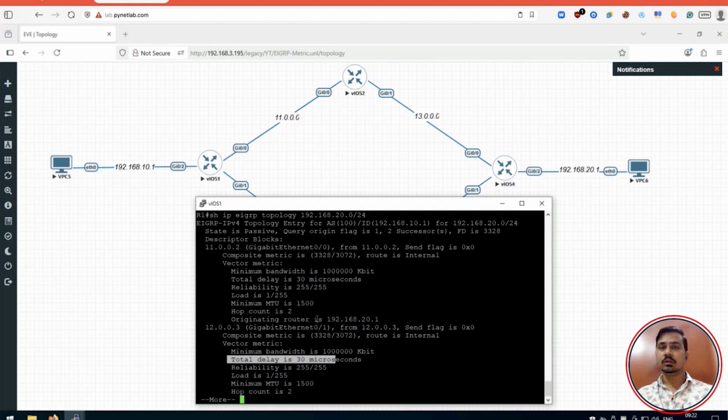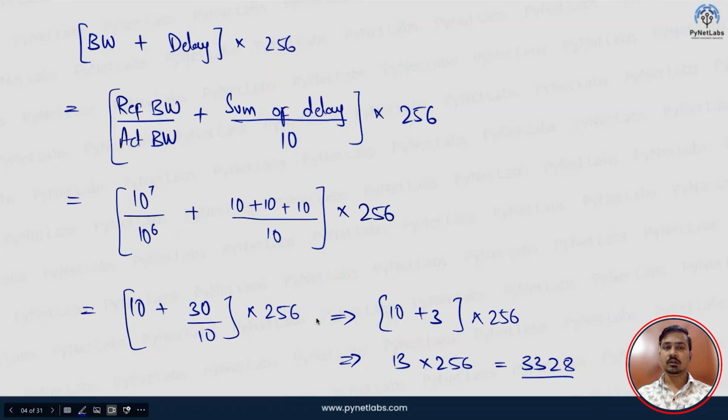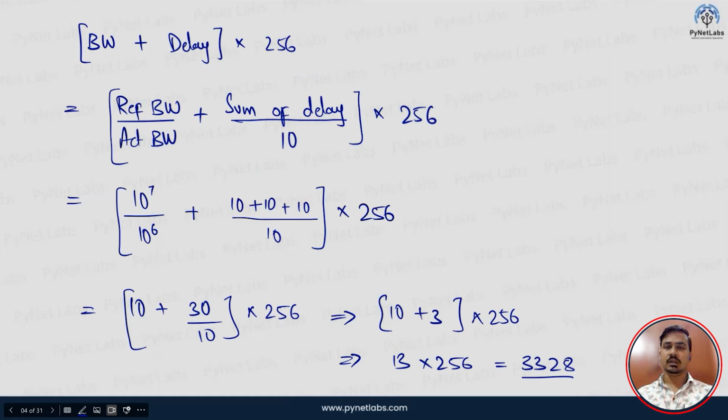Okay, so the metric calculation is a bit complex here in EIGRP because it consists of quite a lot of variables and constant values. But when you totally break down the formula, just like we did here, it makes it really easy to understand or remember the formula that we generally use in order to calculate the metric. So that's all for today, guys.